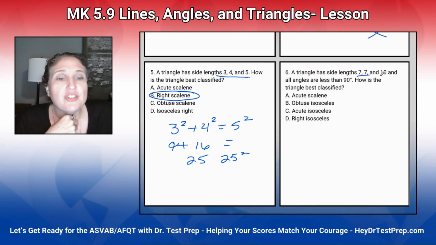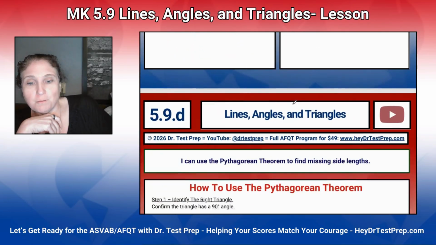All right, here we have 2 7s and a 10. All angles are less than 90. So the 2 7s makes it isosceles. All angles less than 90 makes it an acute isosceles triangle.